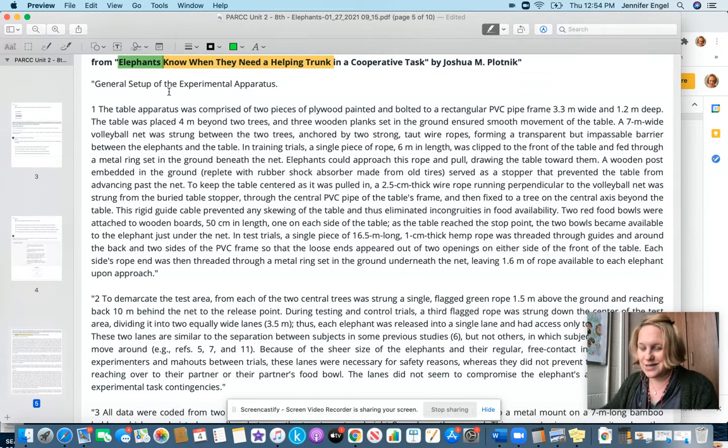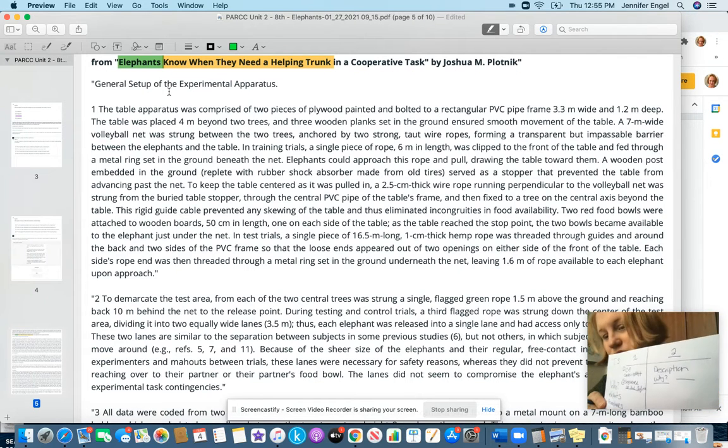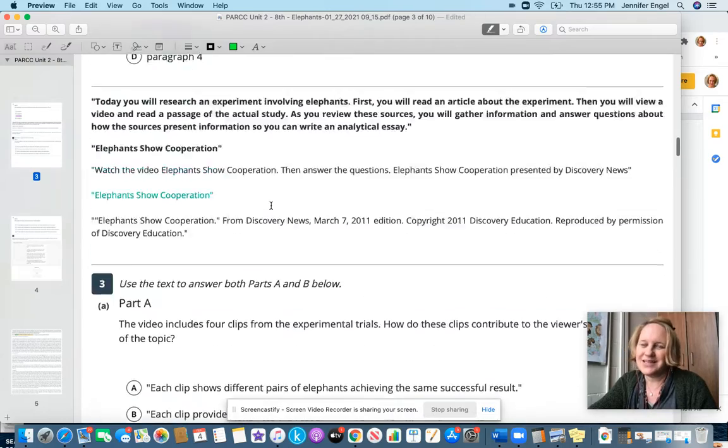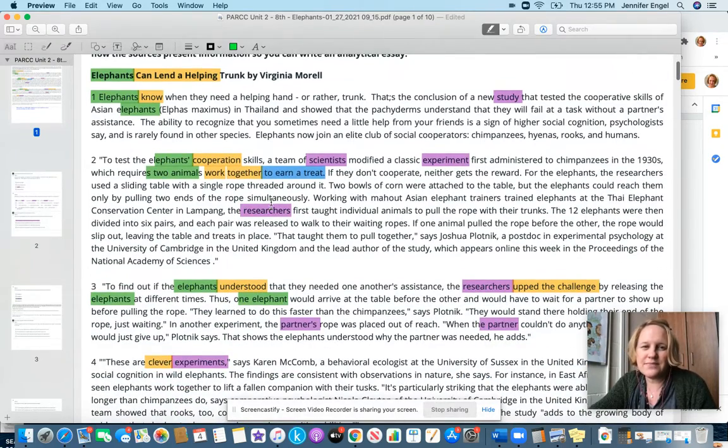All right, so yesterday what we understood is that text number 2 was a description. But now we're thinking, why? Well, there was a little bit of a clue in Article 1. So sometimes you might want to read things. So it says here, to test the elephants' cooperation skills, a team of scientists modified a classic experiment administered first to chimpanzees in the 1930s.